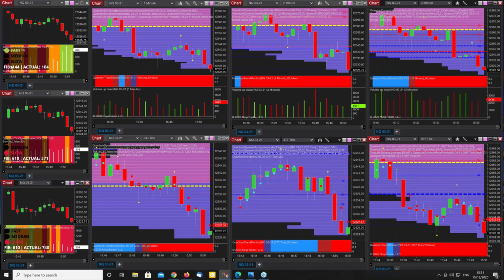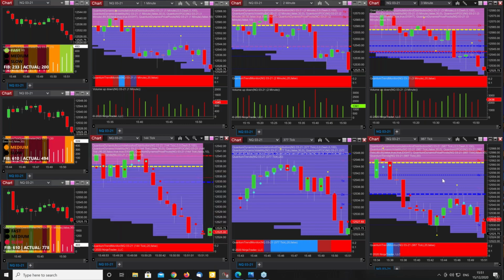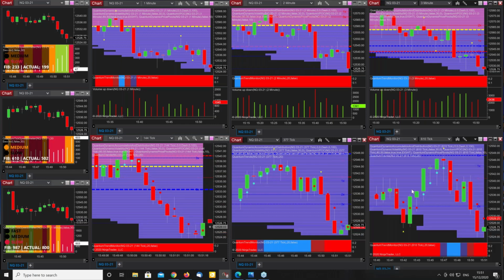So we're pulling the tick speed off here. So I've got to just change these over very quickly. 144, that's 377, 6, and that's 987, so just change that back to 610, there we go. And the beauty of a tick chart is you get momentum.